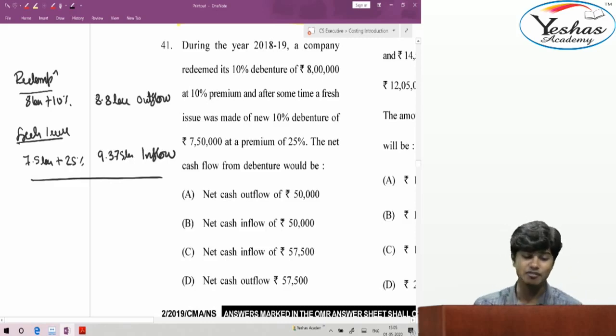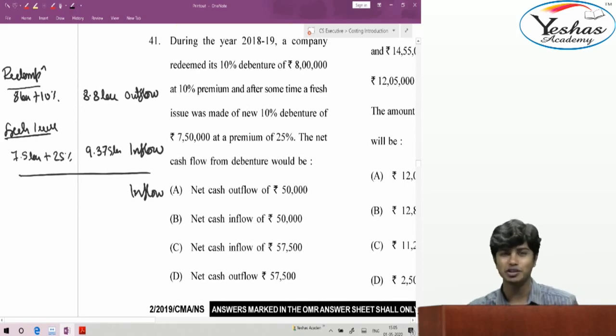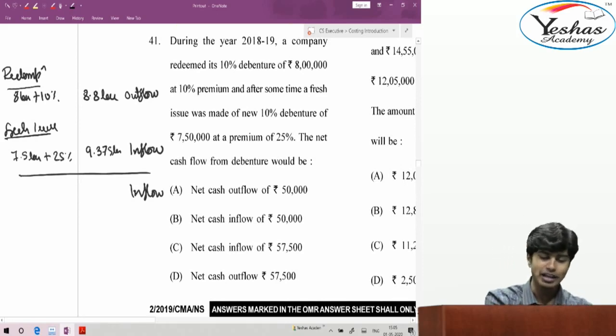And they're asking net flow. When they're asking net flow, we'll find the net of it. Is net inflow more or net outflow more? Inflow is more. So the answer should be inflow. If there is only one option with inflow, then that would have become the answer. But there are two options with inflow. Come on, let's go to the difference now. 9.375 minus 8.8 gives us 0.575.